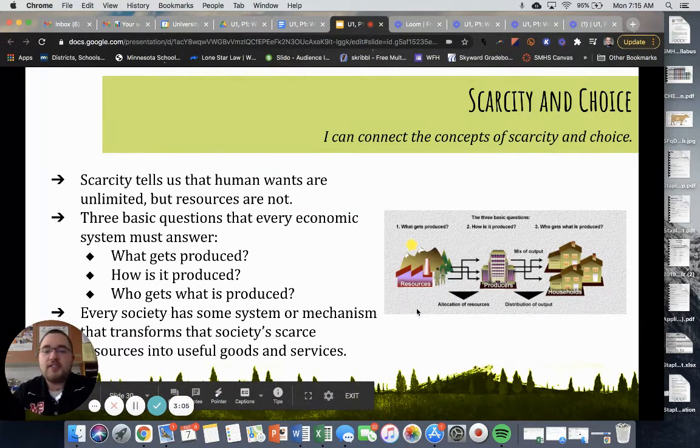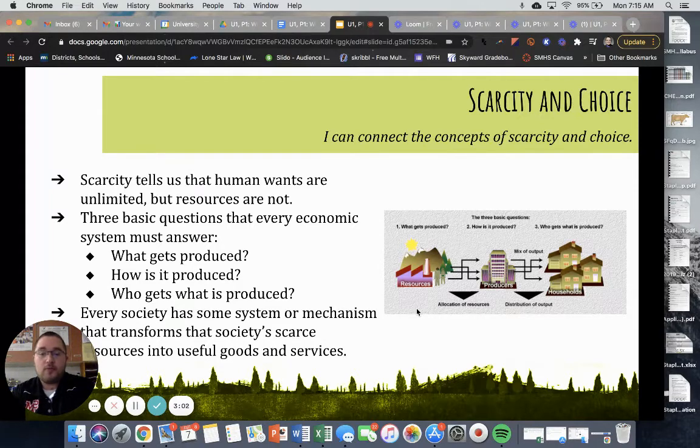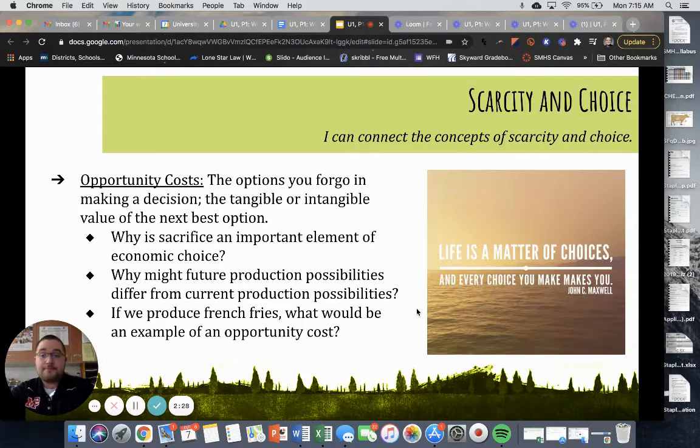So essentially, scarcity tells us that human wants are unlimited, but resources are not. The three questions that every economic system must answer are: what gets produced, how is it produced, and who gets what's produced? Every society has some system or mechanism that transforms that society's scarce resources into useful goods or services. And we'll talk a lot about that in the coming days. So those three basic questions are very important, and I want you to think about those from an American economy sense as well. Okay, so what gets produced, how is that item produced, and who gets what is produced? So kind of think about that.